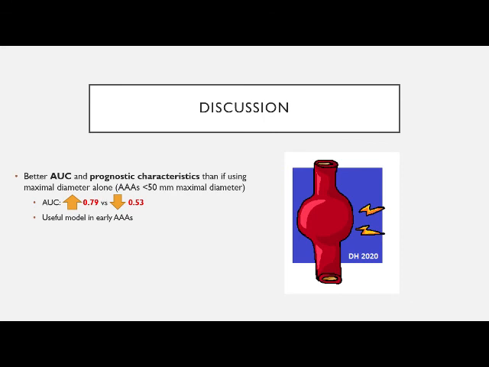Also, they conclude again that for abdominal aneurysms smaller than 50 millimeters in diameter, for this subgroup, the model has a high AUC value versus the maximal diameter, as in it's better as a model in this case. For these few patients, of course, which is a limitation among others.